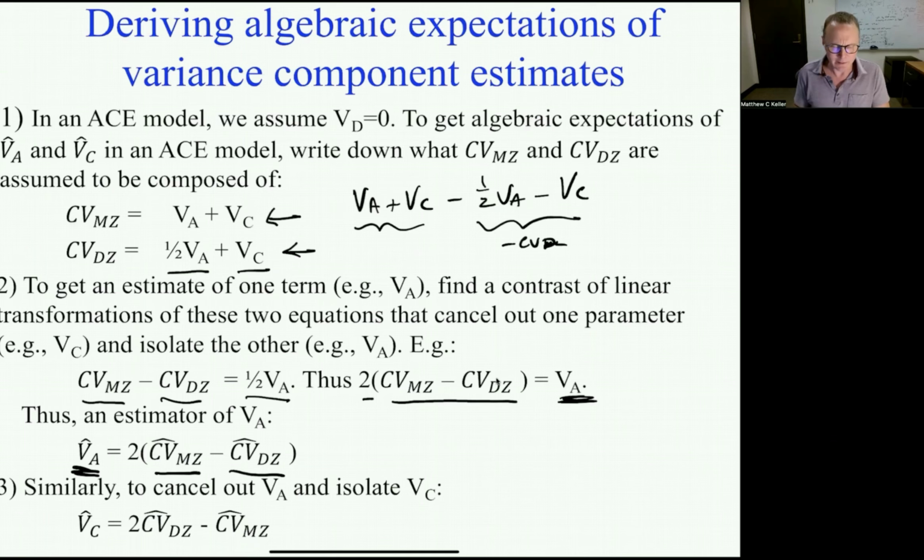Now, similarly, to cancel out VA and isolate VC, we could take 2 times the covariance of DZ twins. That will give us VA plus 2 VC, and subtract the covariance of MZ twins, minus VA minus VC, assumed to be equal to the shared environmental variance, and therefore an estimate of the shared environmental variance under the assumption of no dominant genetic variance is twice the covariance of DZs minus the covariance of MZs.